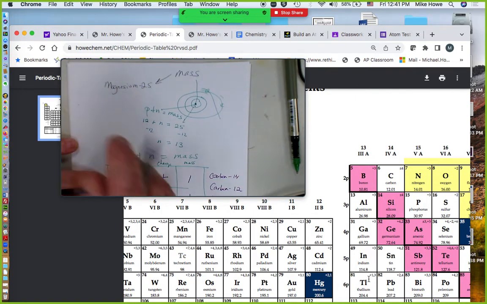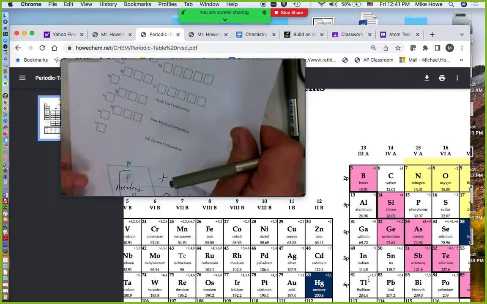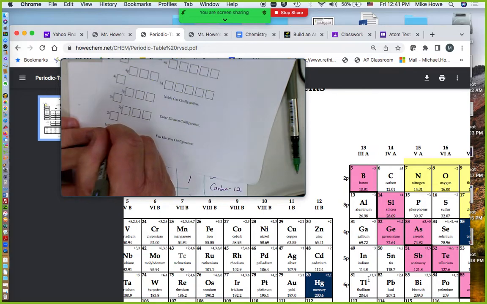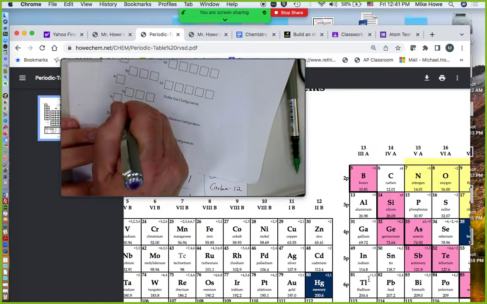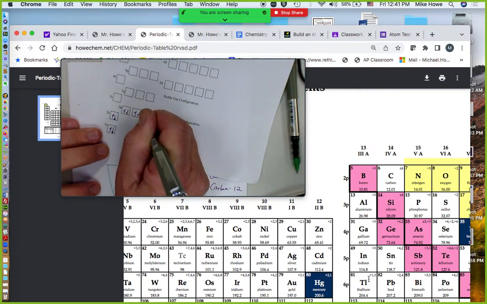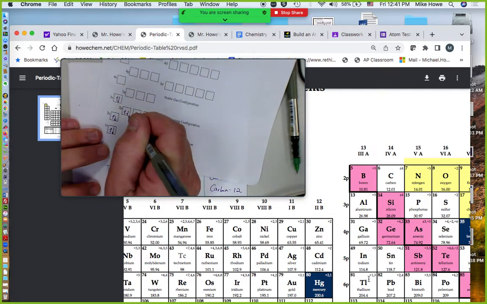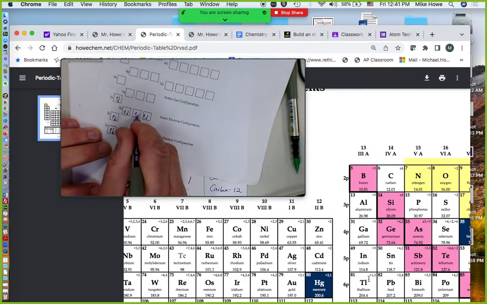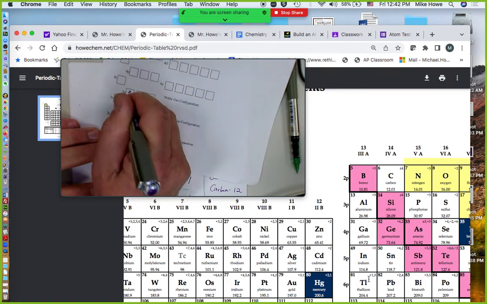So of the 13 electrons, I'll do it here, we'd have 2 electrons in the 1s sublevel. You'd have 2 electrons in the 2s sublevel. Then there'd be 6 in the 2p sublevel. That makes 12 so far. 2, 4, 6, 8, 10, 11, 12, and we have one guy right here.